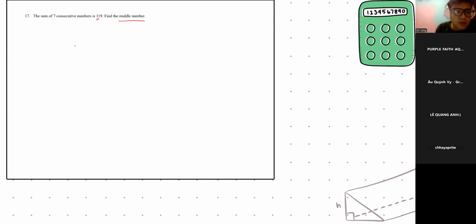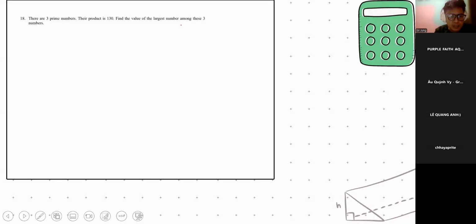Next, the sum of 7 consecutive numbers is 119. Find the middle number. So the middle number is just the average, right? Or we simply divide 119 by 7. So 119 divided by 7 should be equal to 17. And that should be the answer. Okay? The middle number is just the average. So any questions with number 17? If not, we'll proceed to number 18.